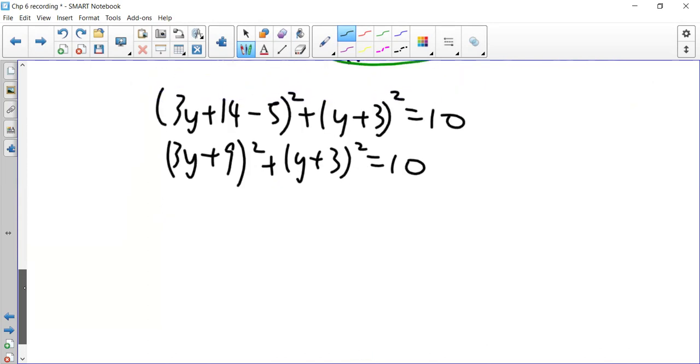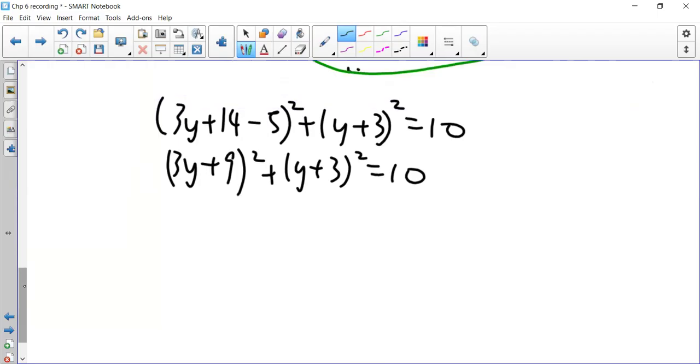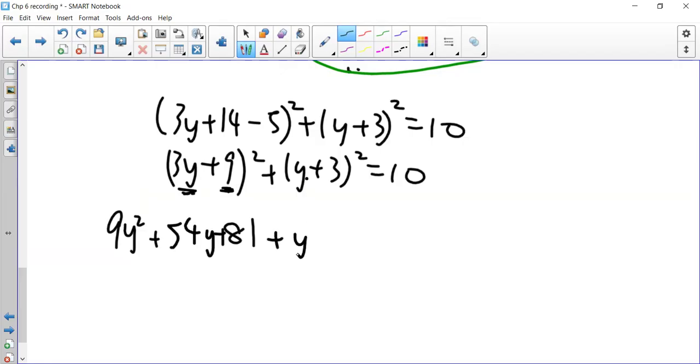Expand the double brackets. If you remember, the shortcut for expanding is: 3y squared is 9y squared, and 9 squared is 81. For the middle term, multiply these two terms together: 3y times 9 is 27y. Double it, 54y. Same for this one: y squared, 3 squared is 9. 3 times y is 3y. Double, 6y.